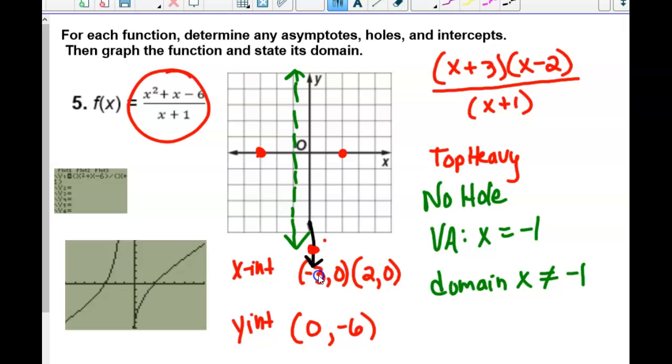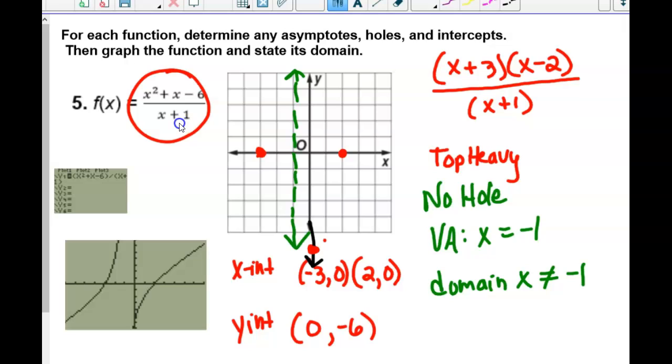All right, that just leaves our end behavior. And this was top heavy. What does it say for top heavy? It says no horizontal asymptote. Do not ever give that as your only answer, unless it's specifically asked, okay? Only for horizontal asymptote.